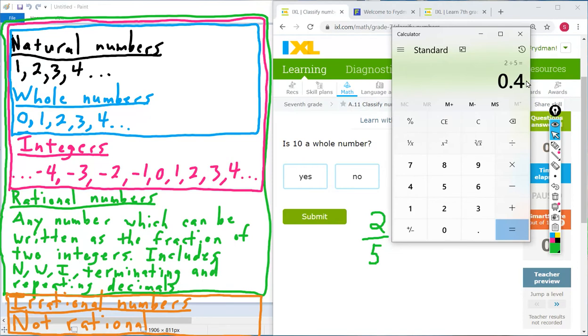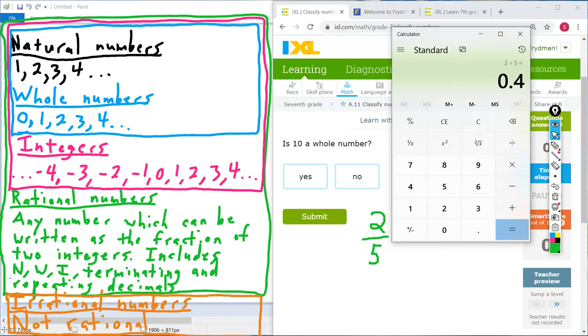All right? And in fact, the converse of that statement is also true. If I have a number which is a terminating decimal, then it also must be a rational number. You will be able to write it as the fraction of 2 integers. Any number which is a terminating decimal can be written as the fraction of 2 integers, like 0.4 can be written as 2/5, and therefore it is a rational number.